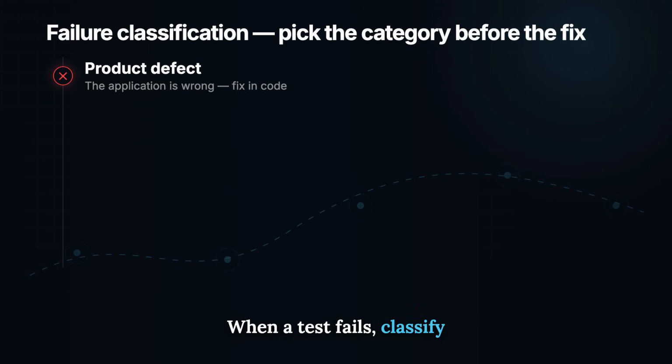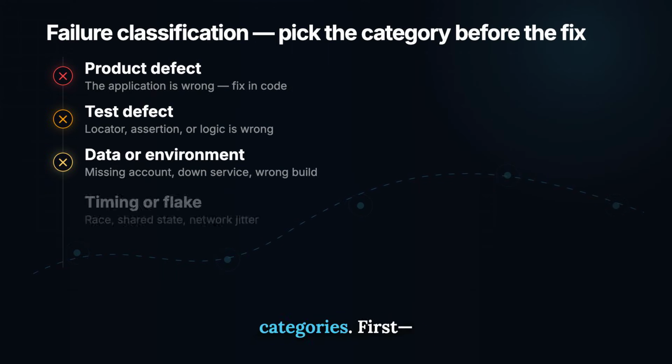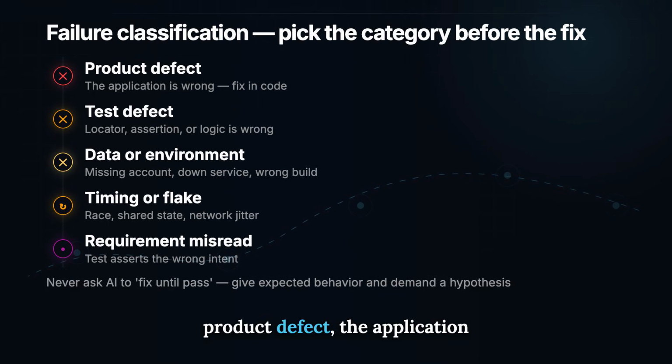When a test fails, classify before you fix. 5 categories. First, product defect, the application is wrong. Second, test defect, the locator, assertion, or logic is wrong. Third, data or environment, the account is missing or the server is down. Fourth, timing or flaky, something races. Fifth, requirement misread, the test asserts the wrong intent. Never ask AI to fix until pass. Give it the expected behavior, the minimal code, and the sanitized log, and demand a hypothesis plus a way to verify it. A green test that was fixed by AI is a green test you do not own.